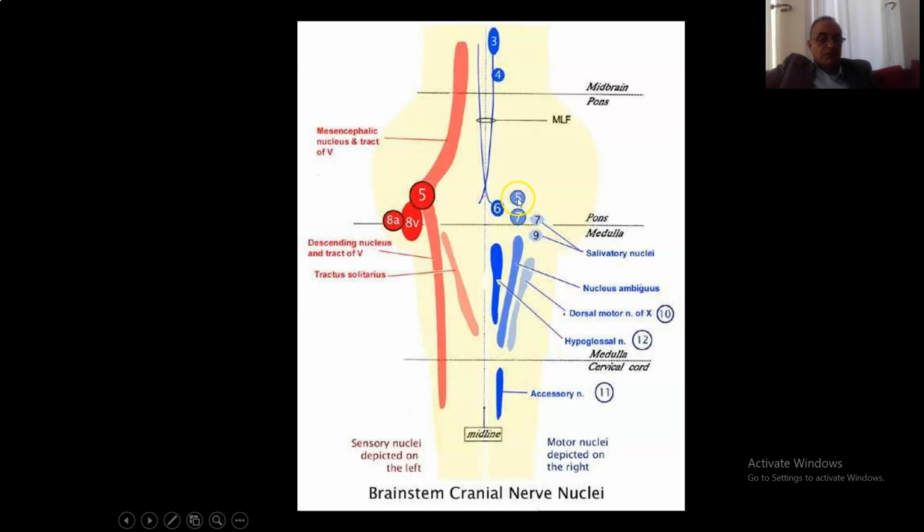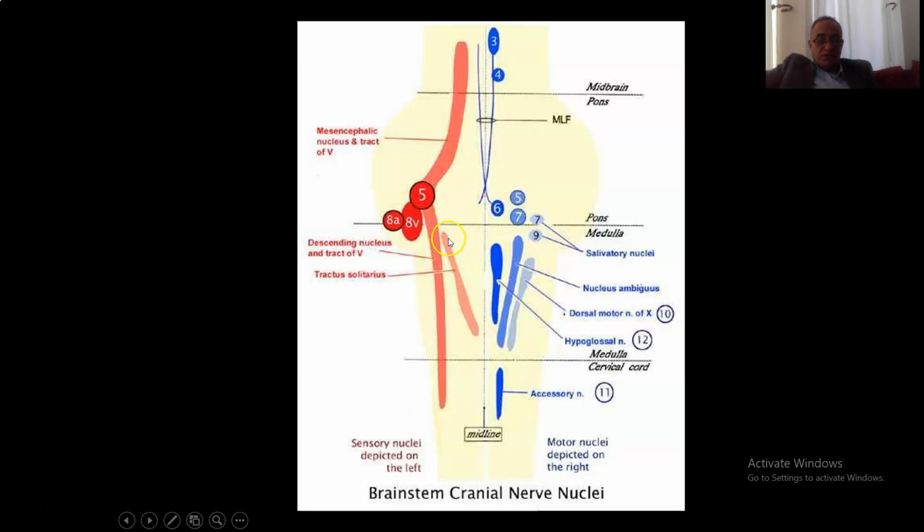This is the muscles of the face, muscles of mastication, and we have also in the pons the abducent nerve, which is supplying the lateral rectus muscle, and in the midbrain we have two motor nerves, the trochlear nerve supplying the superior oblique muscle, and the oculomotor nerve supplying most of the muscles of the eye, as we'll see later on. On the left-hand side, we have the sensory nuclei.